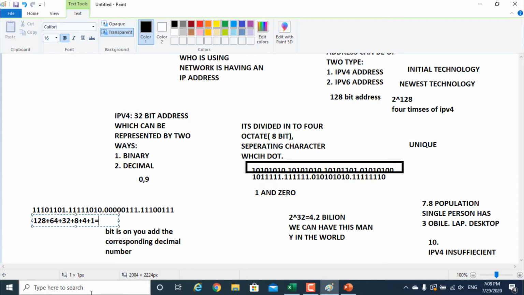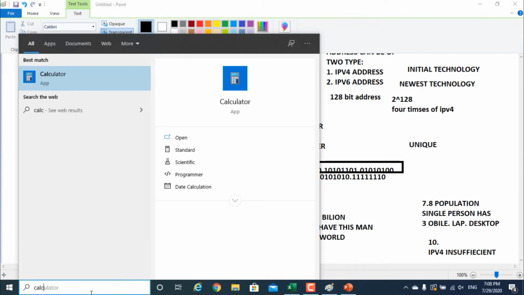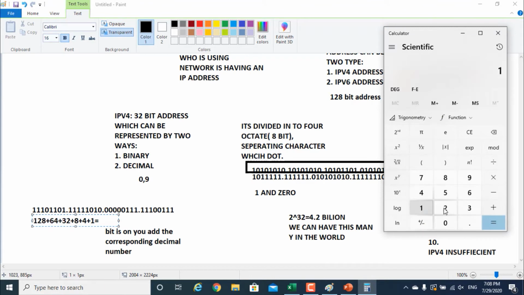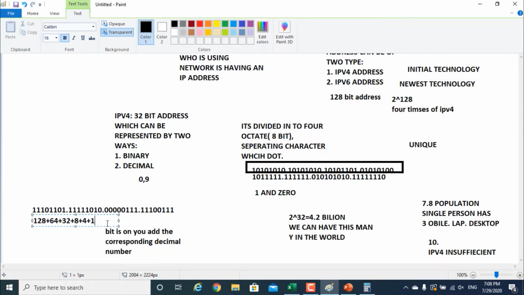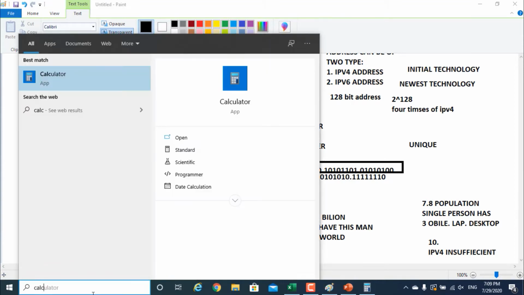Let's add them together. 128 plus 64 plus 32 plus 8 plus 4 plus 1. So that is 237. So I will write this IP address as 237 dot. Okay. So the next one, I will directly use the calculator, guys.